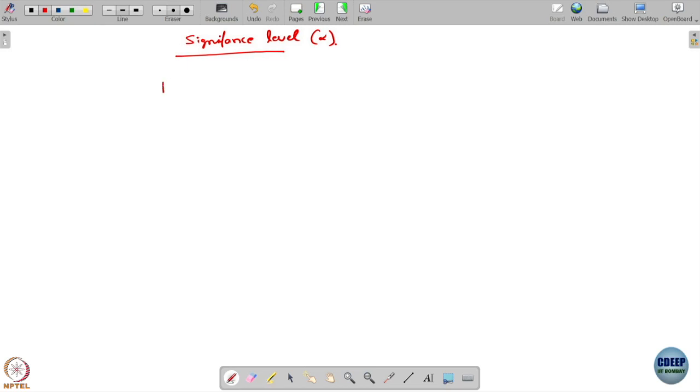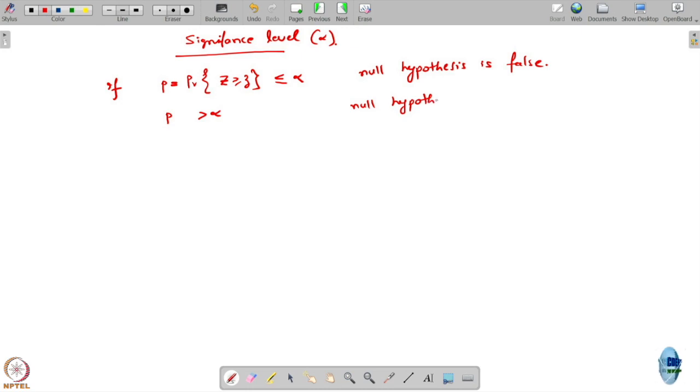So you want to say that the p value you have, let's say P(Z >= z), if this is less than or equal to alpha, then you can say, let me see what is the exact term I can use, then we can say that your null hypothesis is false. On the other hand, if this p value you have is greater than alpha, then the null hypothesis is not rejected.